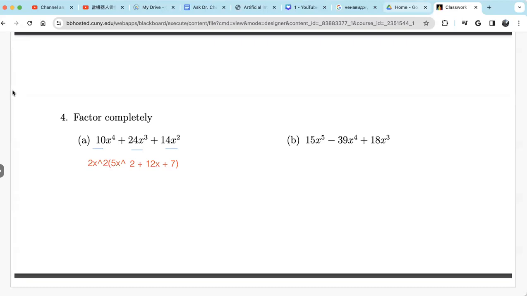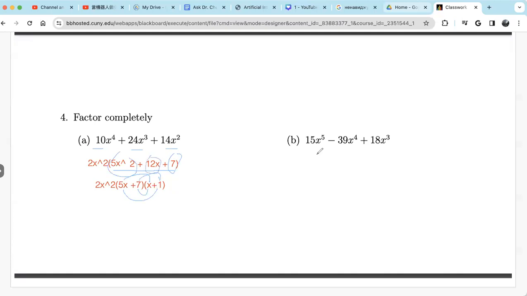Now, we want to see if this is factorable. So 5x squared, only one way to factor, 5x and x. And then 7, only one way, 1 and 7. But 7 plus 5 is 12. Bingo. Okay. So 2x squared times 5x plus 7 times x plus 1. Let's see why this works. You see 5x times x gives us the first term, 5x squared. 7 times 1 gives us this 7. The middle term comes from 7x plus 5x, which is 12x.